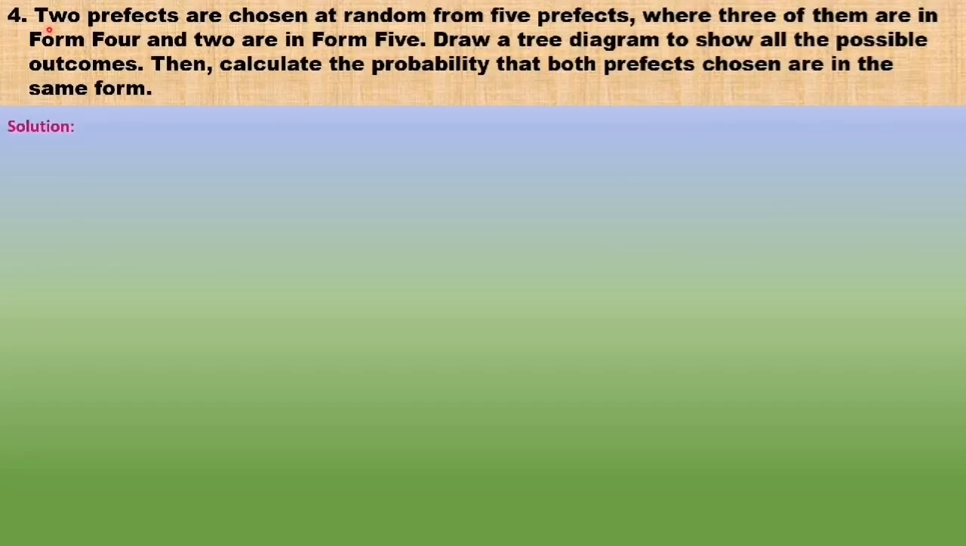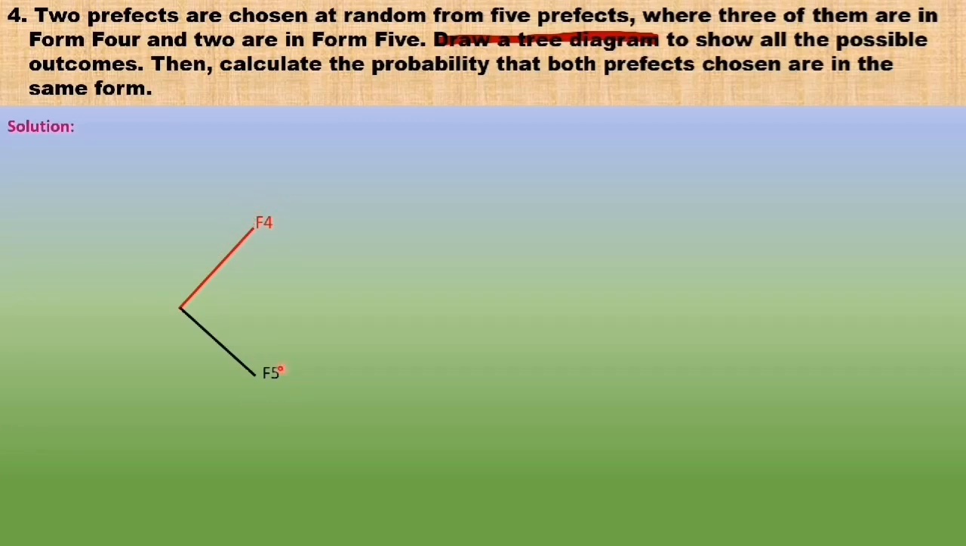Question number 4. 2 prefixes are chosen at random from 5 prefixes, where 3 of them are in form 4 and 2 are in form 5. Draw a tree diagram to show all the possible outcomes. Then calculate the probability that both prefixes chosen are in the same form. So the question asks us to draw a tree diagram. Still remember how to draw a tree diagram? We draw like this.